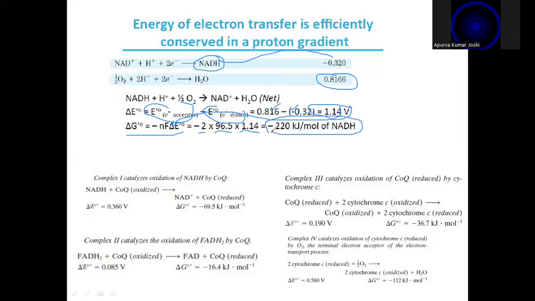When you oxidize a mole of NADH, you're going to get minus 220 kilojoules per mole. And it is this energy that is harnessed by complex 1, 3, and 4 collectively to pump protons into the intermembrane space, thus creating proton motive force, which is going to be reversed by F0 F1 ATPase as it synthesizes ATP. It's as simple as that.